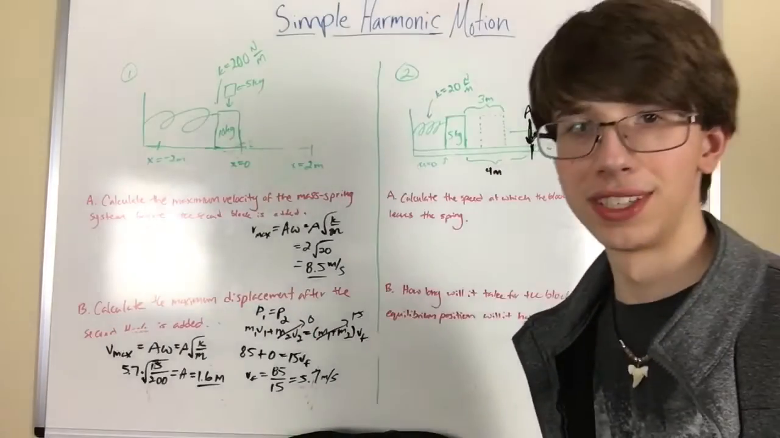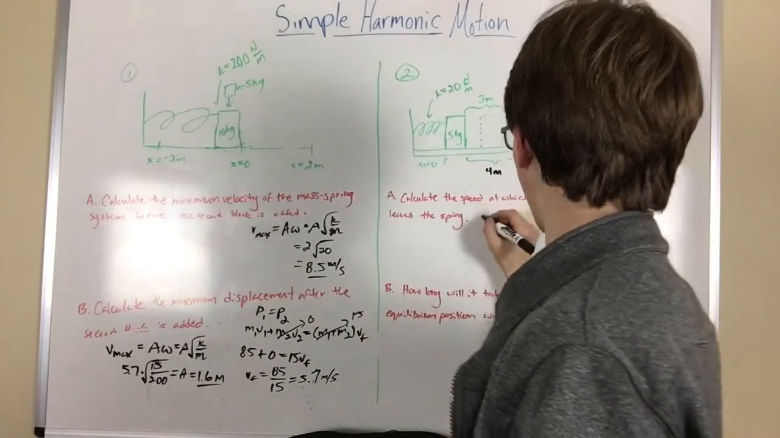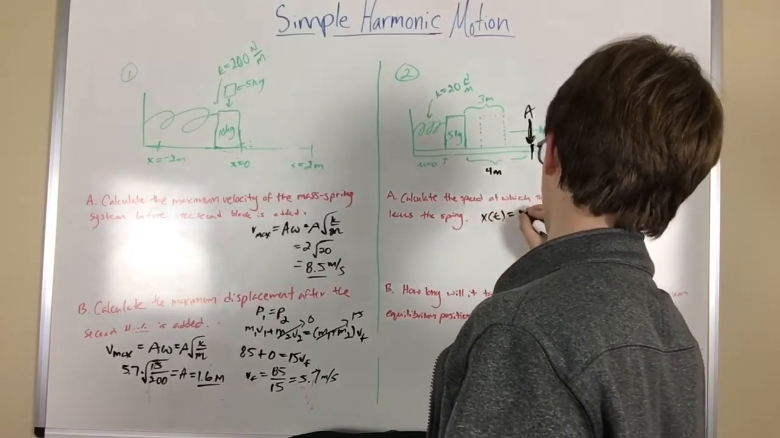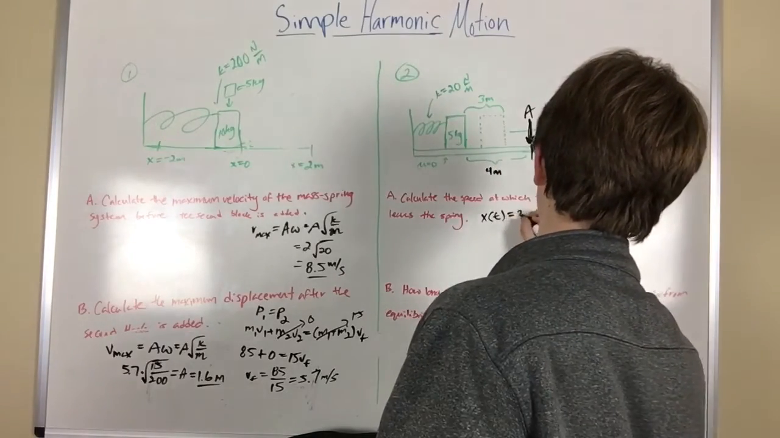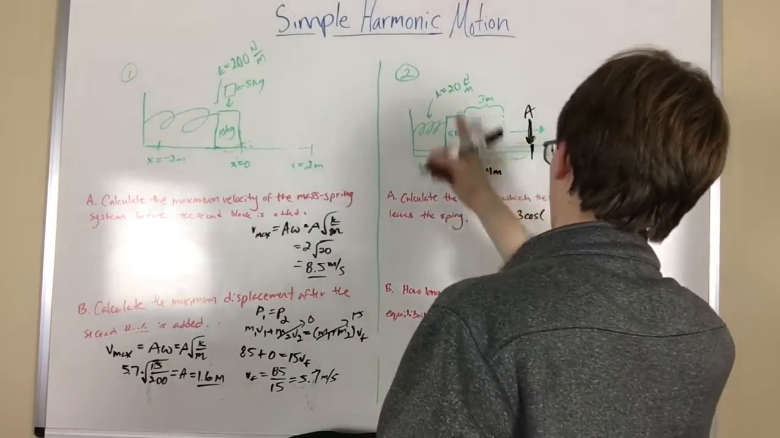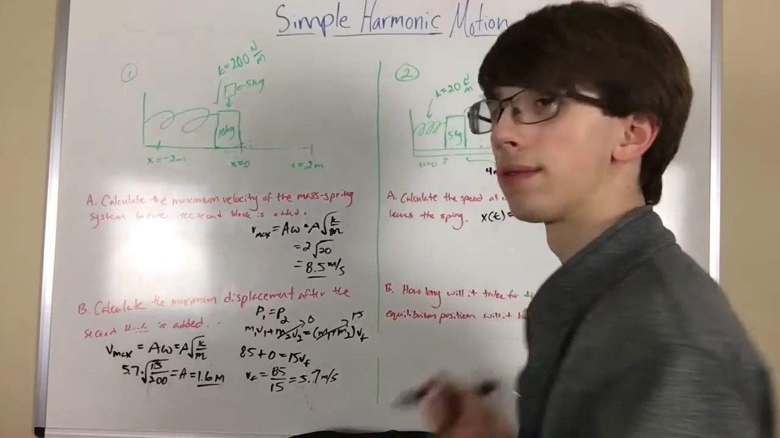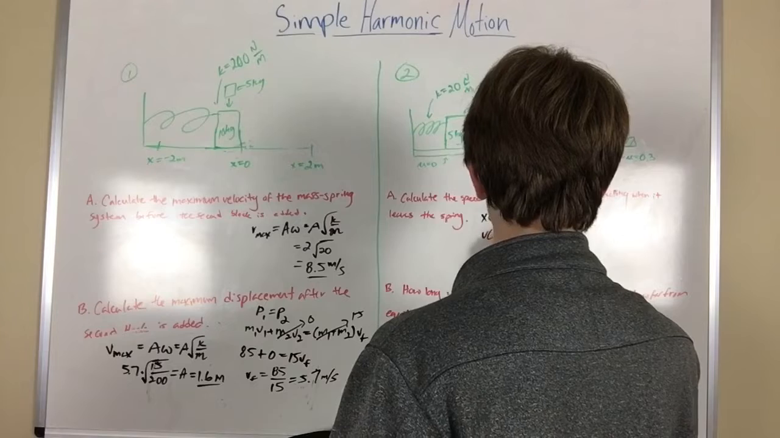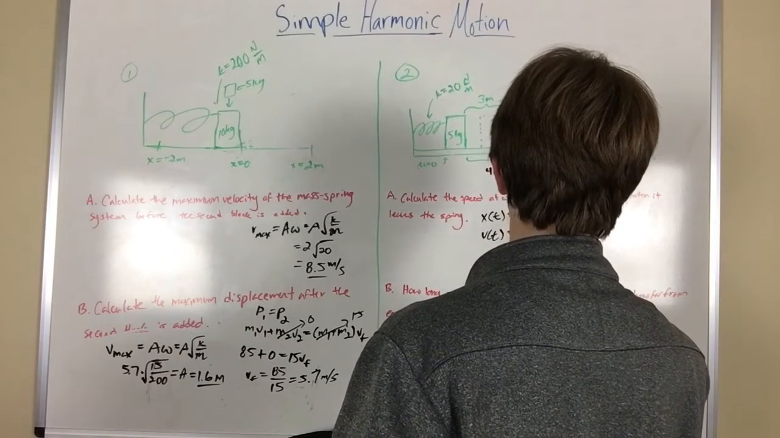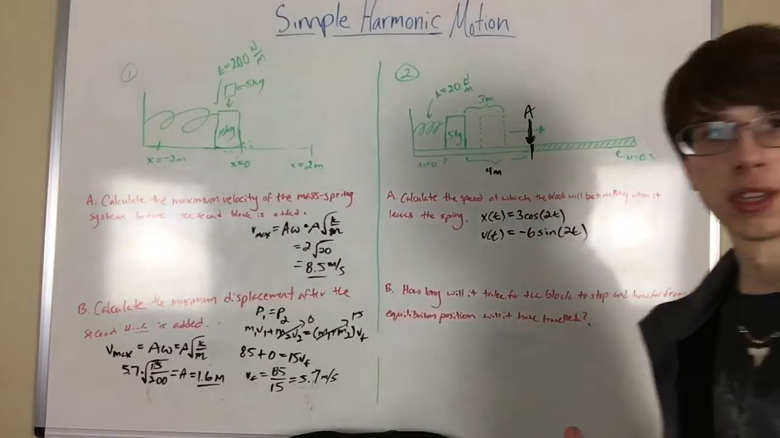The last one was a trick question, but this one is going to be harder. We know that x of t is equal to the amplitude, so that's going to be 3, cosine the square root of k over m, so 20 over 5, so that's 4, so it's just 2t. And we also know that velocity with respect to time is equal to negative 3 times 2, so that's 6 sine of 2t.